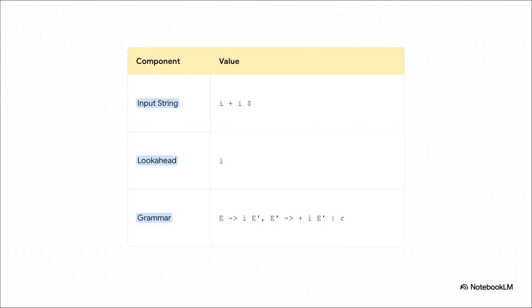So here's our setup. We have our input string, I plus I, and you'll see that $ sign at the end. That's just a special marker that means end of the line. We also have something called a lookahead. Think of it like a cursor that points to the character we're currently looking at. Right now, it's on that first I. And of course, we have our simple grammar rules ready to go.